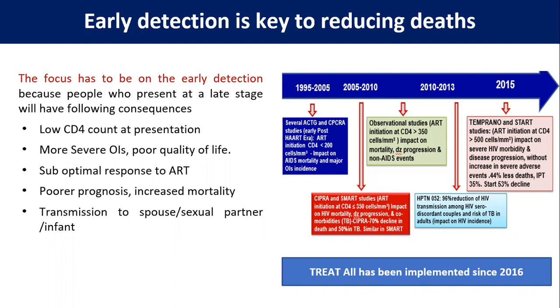Now, to detect early and to start treatment early, in India also, we have shifted from a cutoff CD4 of 200 in 2005 gradually to 350 to 500. And now we have adopted a test and treat all policy, just like the rest of the world. In other parts of the world, they implemented the treat all policy in 2016, but in India, we started in 2017.